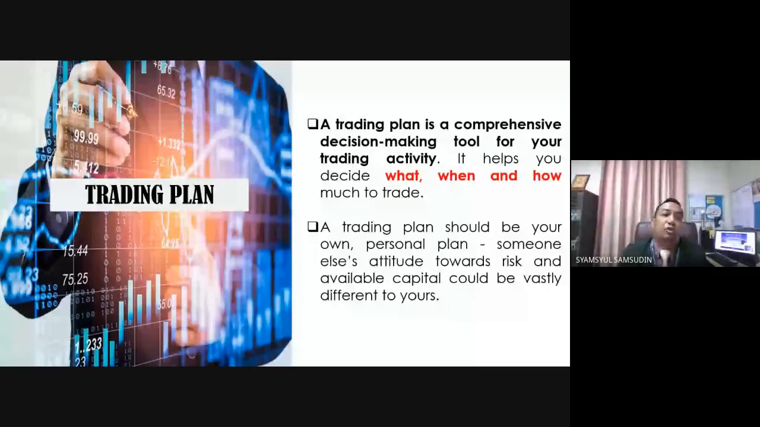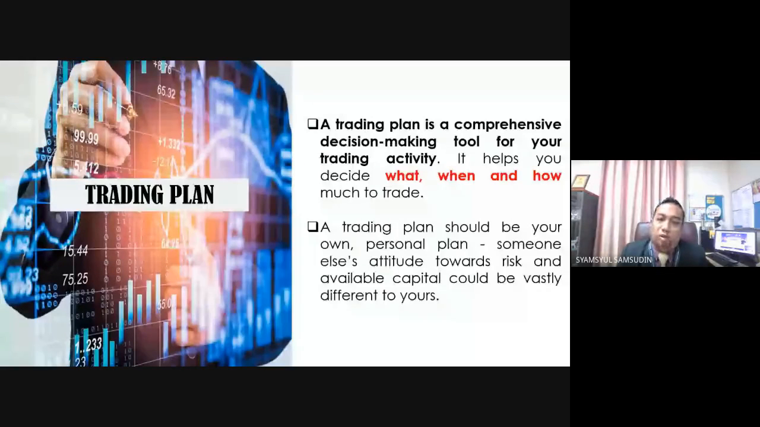We train the students to become fund managers. Even though retail investors can also apply a trading plan like fund managers do. So the trading plan should be comprehensive decision making. The trading plan helps you decide what, when, and how. All right. The trading plan also has logical decisions.